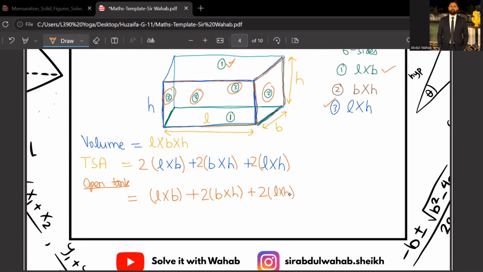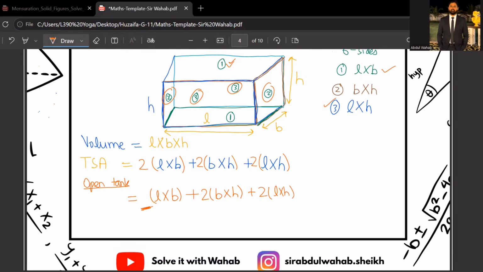Sometimes we give you the total surface area of a water tank or any box, and they ask how much a particular liquid or water the given tank must carry. So there are different types of questions you can easily see in the past papers. We will practice some of the past papers here.